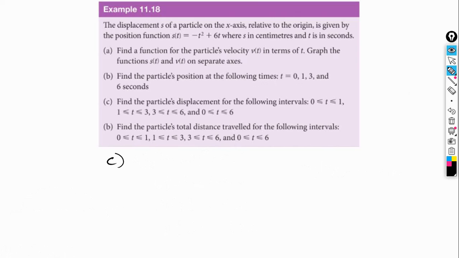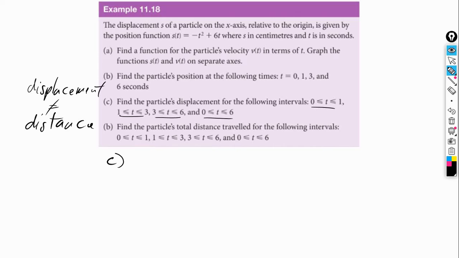Very well, so now let's do part C. For part C, it says, find the particle's displacement for the following intervals: from 0 to 1, from 1 to 3, from 3 to 6, and from 0 to 6 seconds. So let's understand, first of all, that displacement is not equal to distance.